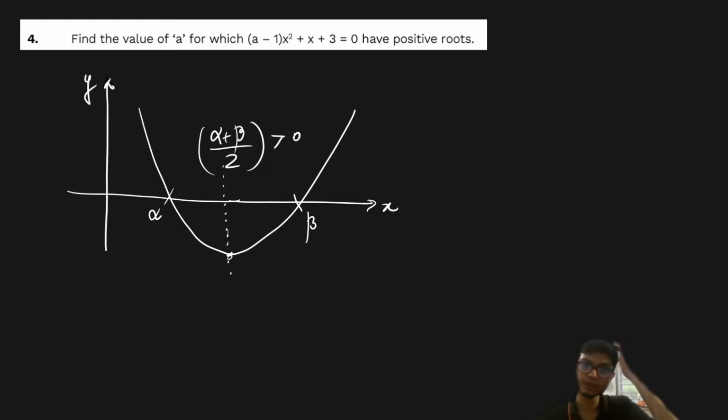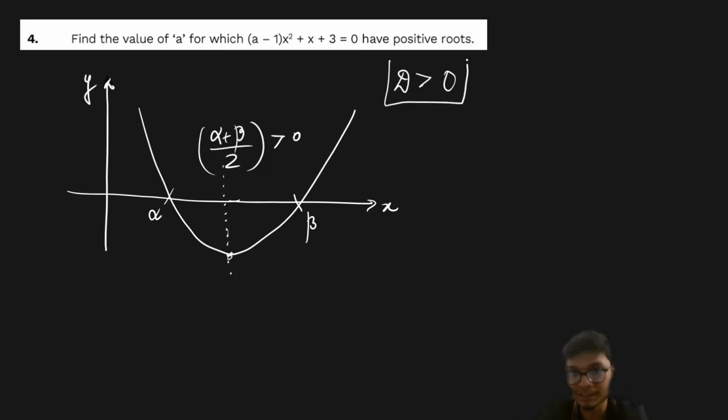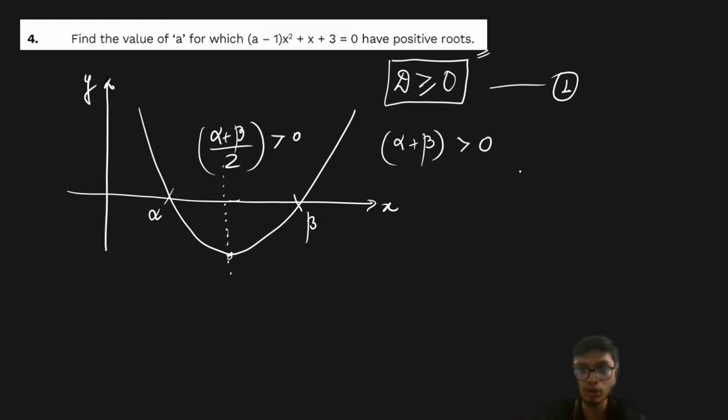The first thing is that there should be 2 roots. Since it says positive roots, it can also be the case of one positive root, so the discriminant should be greater than or equal to 0. That's the first equation. The second thing is that (alpha plus beta) by 2 should also be greater than 0, which means the sum of the roots should be greater than 0. And if both roots are of the same sign, then alpha into beta should also be greater than 0.